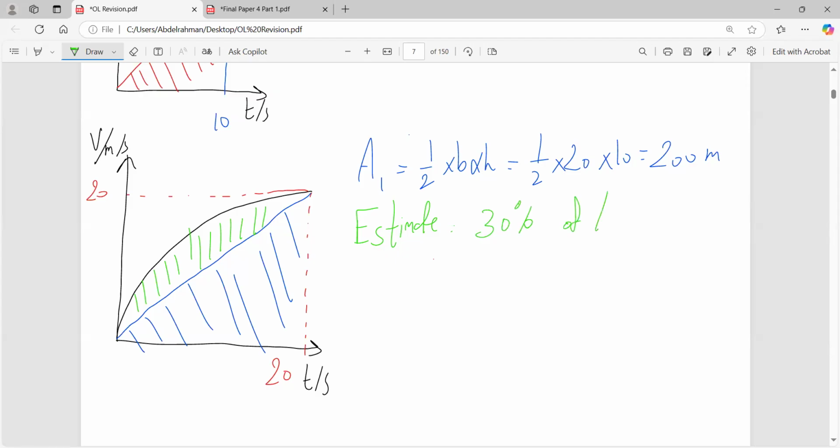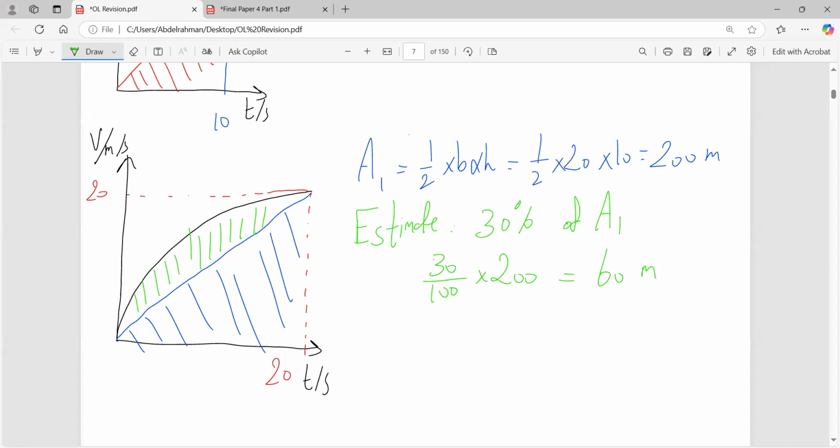30% of area 1. Let's say it's 30% of area 1. But what does 30% of area 1 mean? 30 over 100 times area 1, which was 200. So 30 times 2 gives 60 meters. So the estimate is 60 meters.